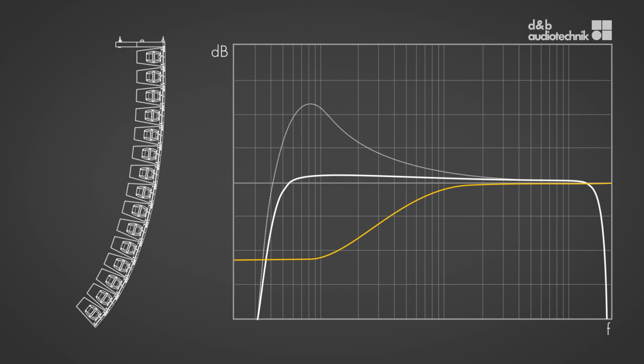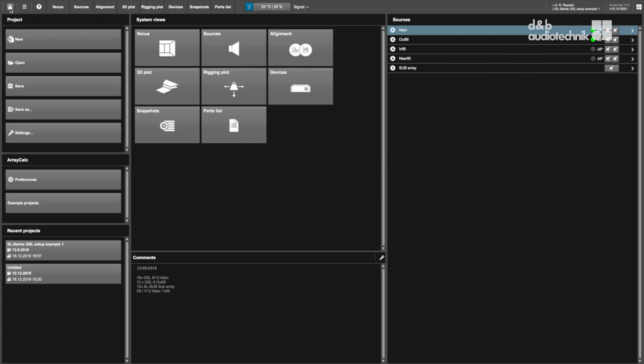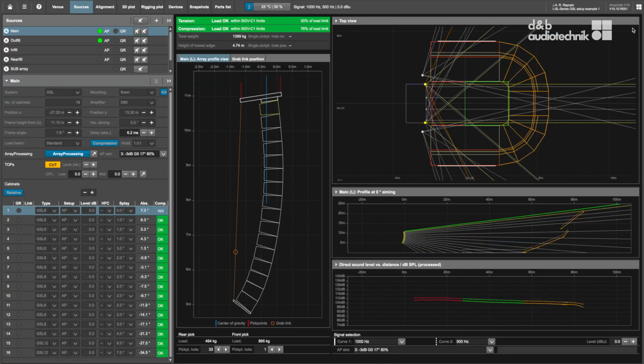The CPL or coupling control in D&B systems does exactly that. It actuates a low shelf filter that is customized to the selected system. The balance of low versus high frequencies can be adjusted in 1 dB increments from 0 to -9 dB, restoring the rough overall system balance in a quick and easy way. In both ArrayCalc and R1, this can be simulated and set with the CPL control.